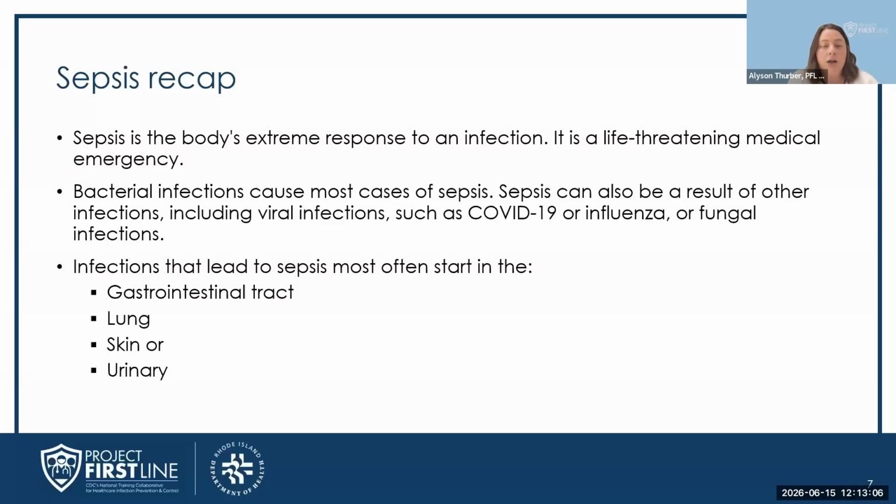Bacterial infections cause most cases of sepsis. Sepsis can also be a result of other infections, including viral infections like COVID-19 or the flu, or fungal infections. Infections that lead to sepsis most often start in the gastrointestinal tract, lungs, skin, or urinary tract.